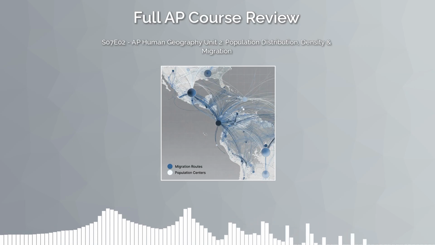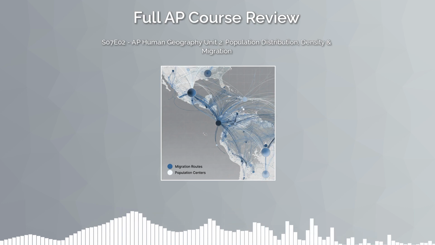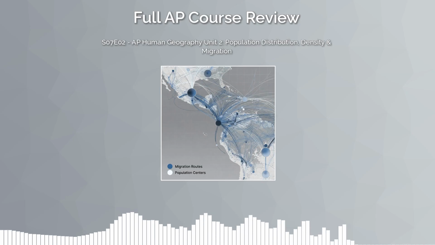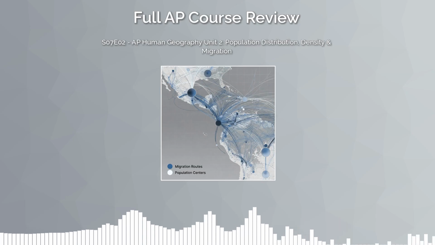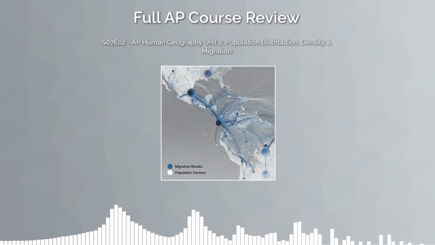The fourth shape isn't always given its own name, but you need to recognize irregular or distorted pyramids, those with unexpected bulges or indentations at specific age cohorts. This is where things get really interesting on the exam.